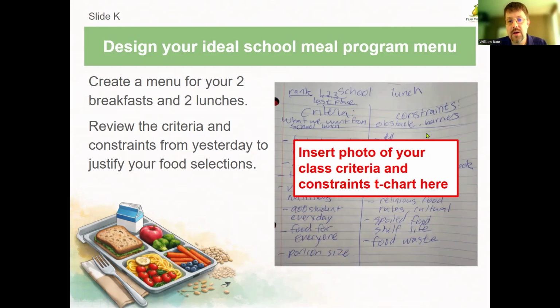So here's a photo of the criteria and constraints that my students had. Wherever you see these red text boxes, it's an indication for you to replace it with the list that your students have generated.